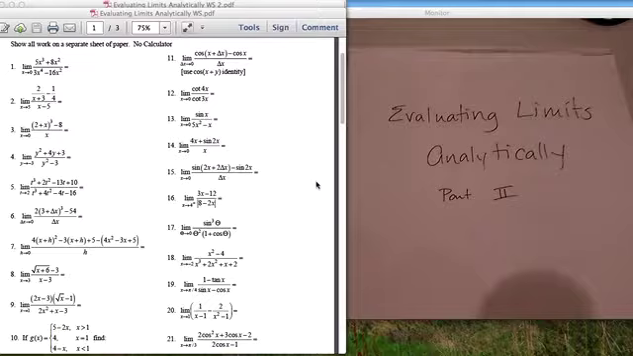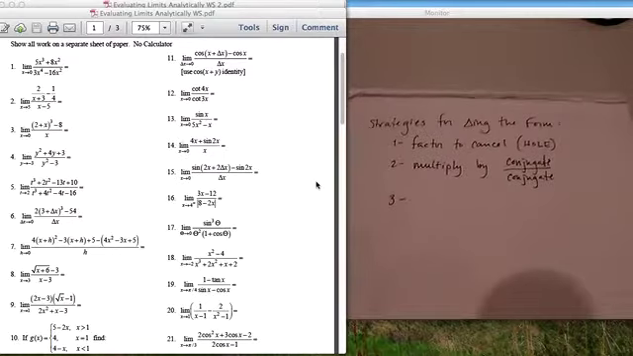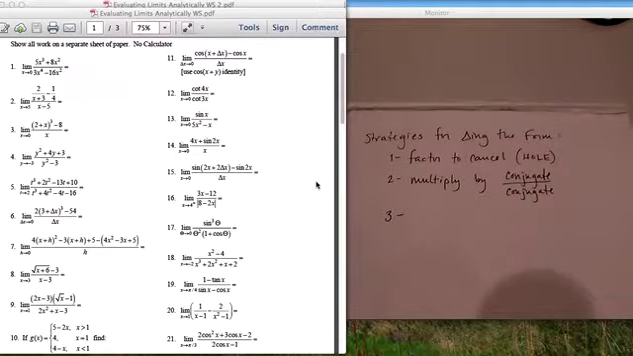Alrighty, well let's go ahead and get started on a couple more things. This is evaluating limits analytically part 2. In the last one, which was video 3, we talked about strategies for changing the form without changing the value. That language ought to be extremely familiar to you, okay? I intentionally used it over and over in order to drive home what we were doing and why.